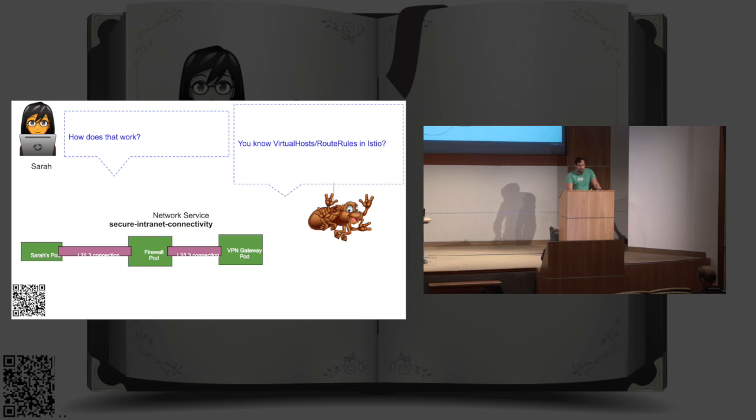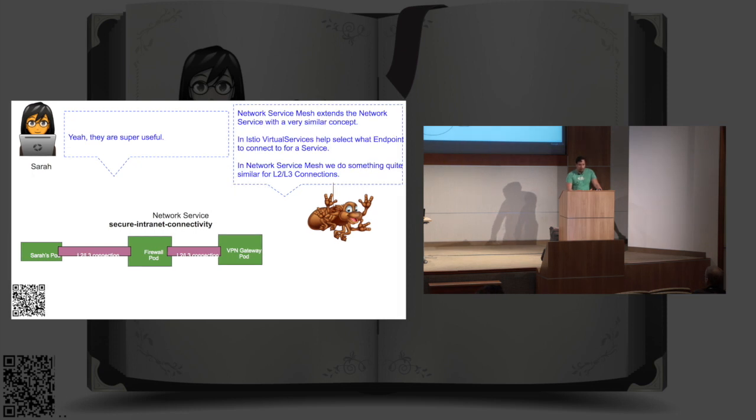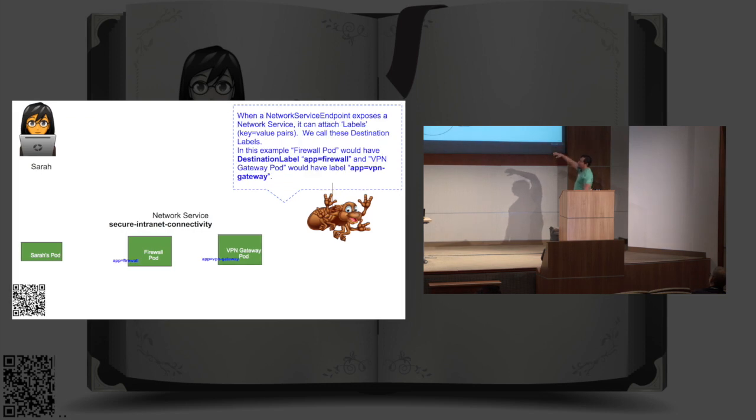So in terms of a firewall, this is where we get to the mesh part. Suppose she needs a firewall. All she sees is secure internet connectivity. But inside of this, the secure internet connectivity contains a firewall pod and a VPN pod, and all of the connections in between. The way that this works is very similar to virtual host and route rules within Istio. So we extend the concept to an L2, L3 environment. We start off by giving labels. We have a label on the firewall pod, in this scenario app equal firewall, and the VPN gateway itself has a label as well, app equal VPN gateway.